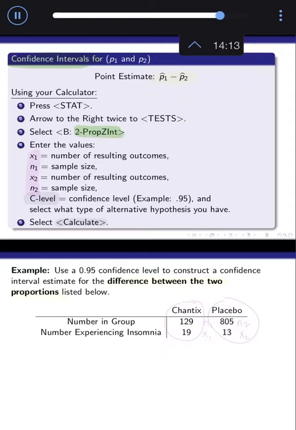But guess what? They need almost the exact same information. They still need an x1 and an n1, and an x2 and an n2. They need one more piece of information. They need a confidence level.